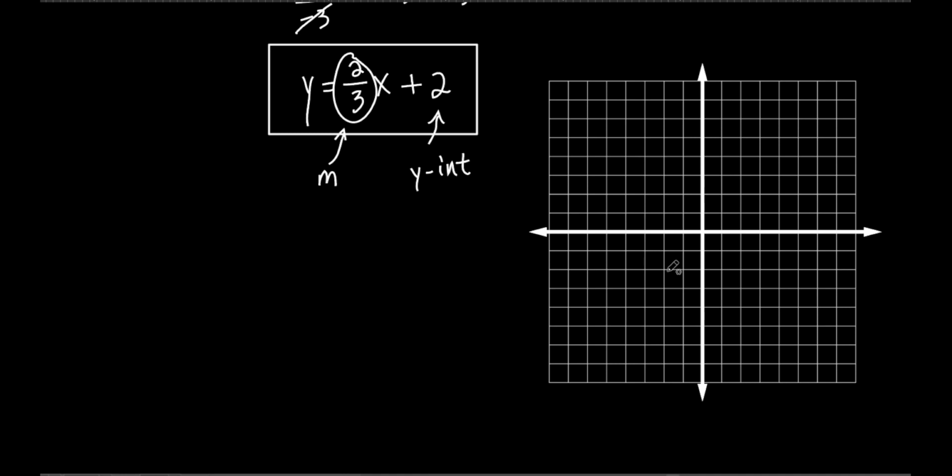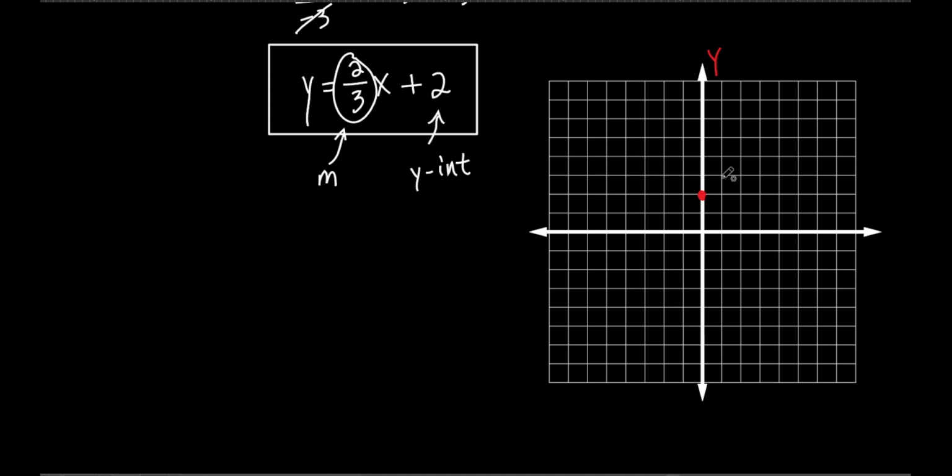On the y-axis, where? At the positive 2. At the positive 2. Everybody see that? So this is the y-axis right there. So I start here. Where is positive 2? It's right there. So you just put a dot there.